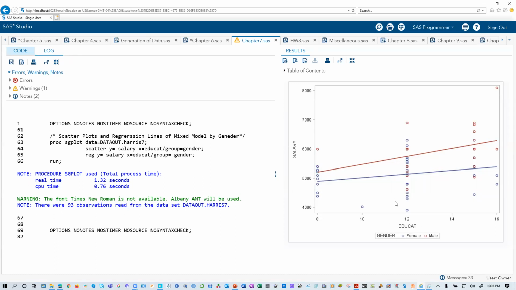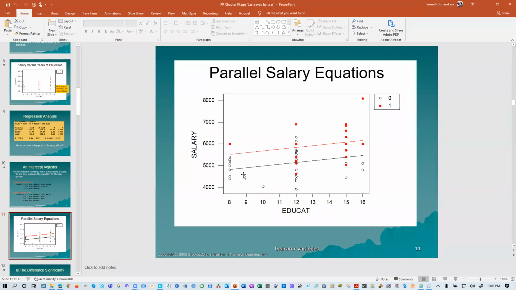Eventually, they should not be parallel. Parallel means there's no interaction. But this seems like they were not parallel. They were having an interaction term. We're going to talk about that later on. But on their slides, they say parallel. That's okay. For the time being, let's take it as this one.